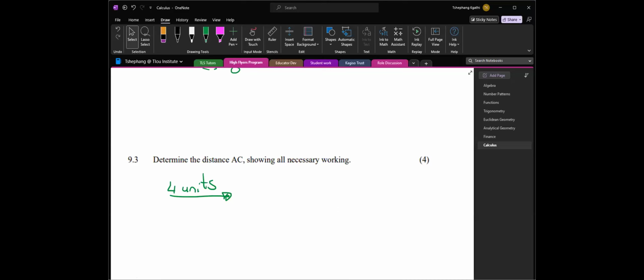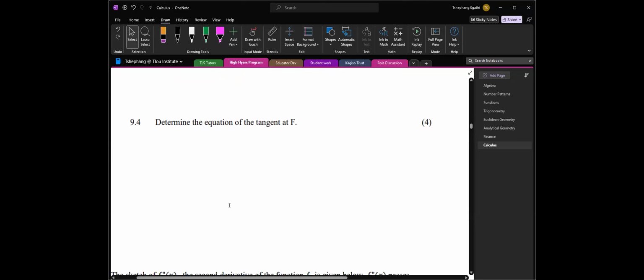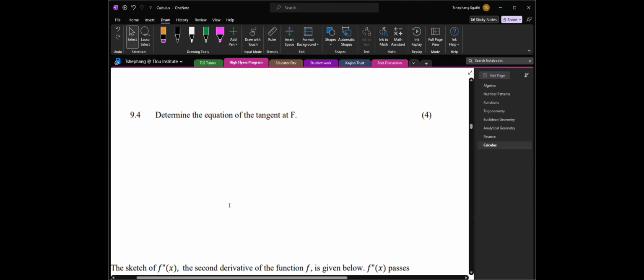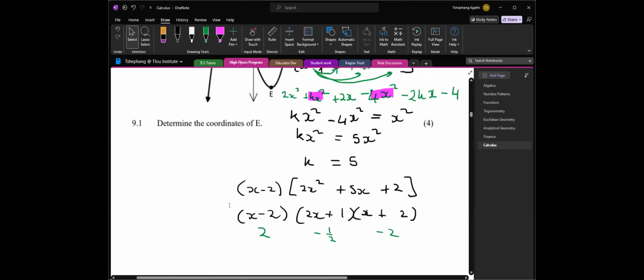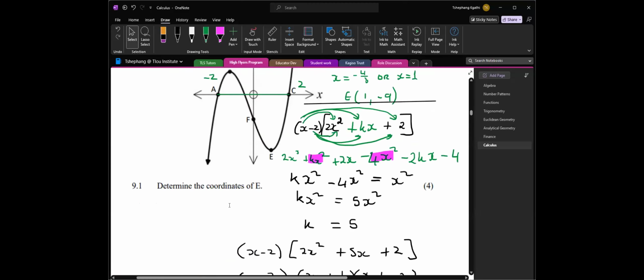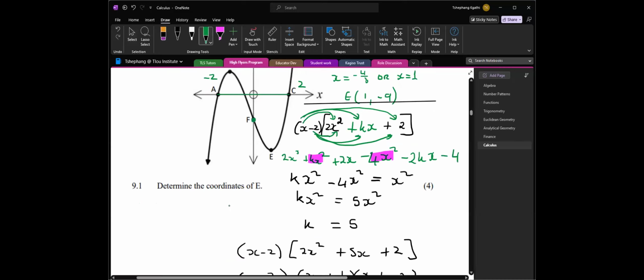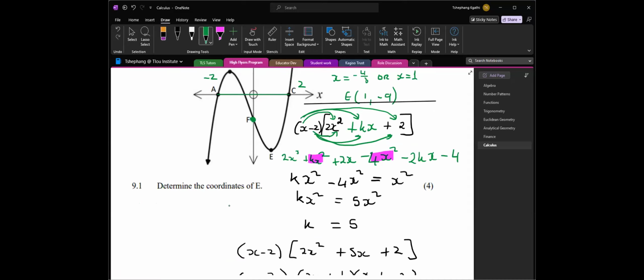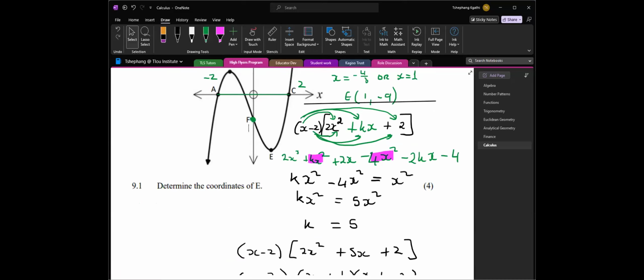Okay, I'm not seeing any questions in the chat. Going to carry on. 9.4. Determine the equation of the tangent at F. So a tangent at point F. Right. So that tangent is touching the... How do we find that?